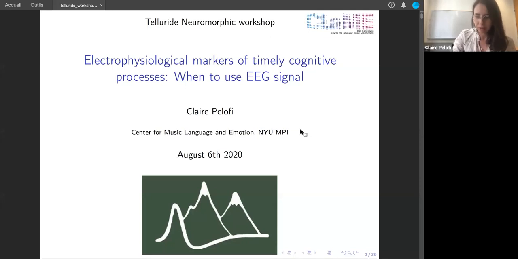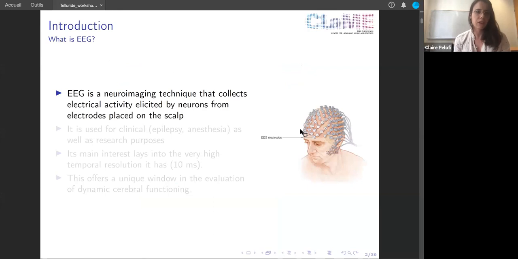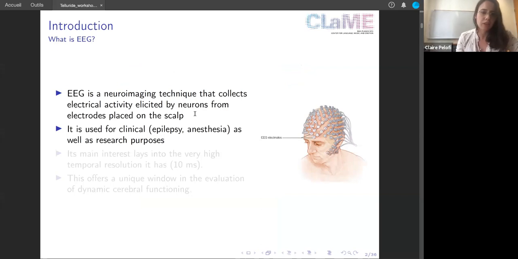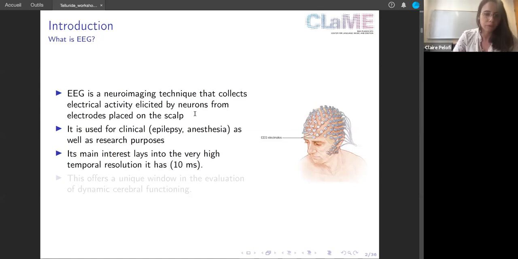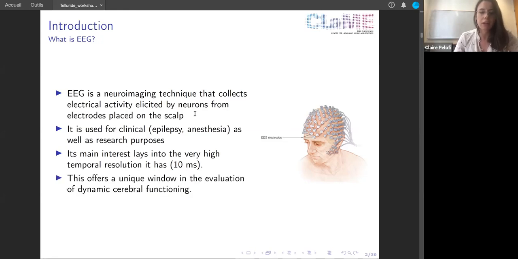So before we jump in, as an introduction, we can talk about what is EEG. EEG as a setup is a neuroimaging technique that collects electrical activity elicited by neurons from electrodes placed on the scalp. As you can see in this little figure, you have electrodes all around the scalp of the participant. It is used both for clinical purposes, such as epilepsy and anesthesia, as well as research purposes. Its main interest and quality lies in the very high temporal resolution that it has, which is on the order of 10 milliseconds, or even better than that. This offers a unique window for the evaluation and observation of dynamic cerebral functioning, or stuff that happens that is precisely timed.